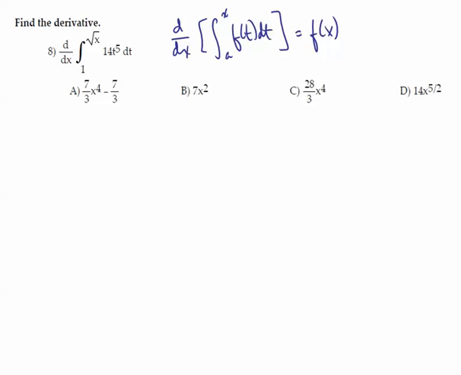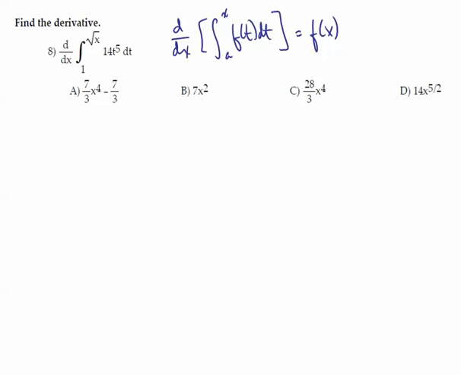Now, when that upper limit is not just x, but it's a function of x, then in addition to substituting that function of x for t in the integrand, we're also going to have to multiply by its derivative. So this is a chain rule, in a sense, when you have a function of x instead of x as the upper limit of integration there.